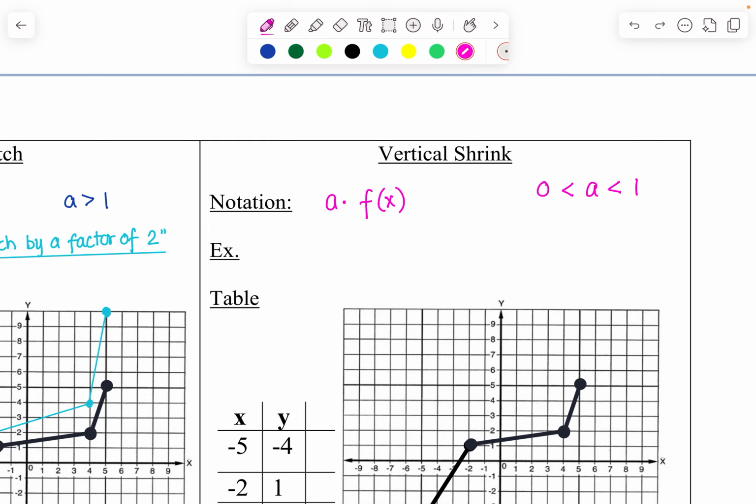For those of you who needed the visual. So let's take, for example, our a is 1/2, times our f of x function. So what that means is we have a vertical shrink by a factor of 1/2. Yes, you have to write that whole thing out.